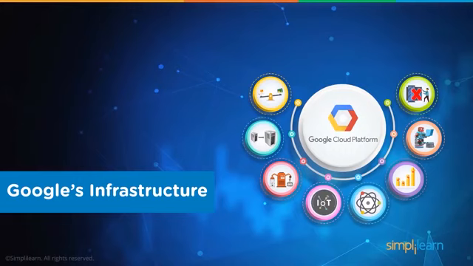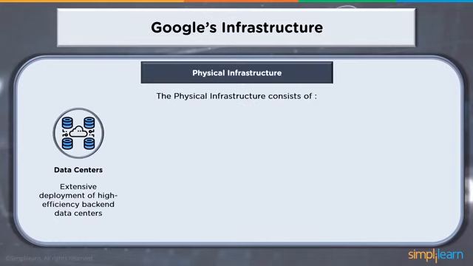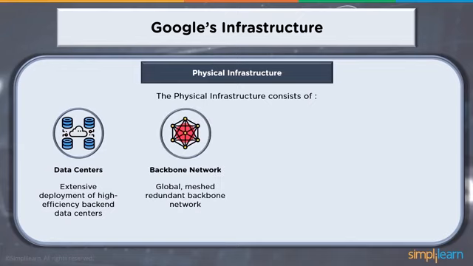When we talk about Google's infrastructure, Google has one of the most powerful infrastructures in the world. The infrastructure is available in two levels, the physical and the abstract layers. Physical infrastructure consists of data centers, an extensive development of high efficiency backend data centers. You have a very strong backbone network which is used by Google itself and also offered as services to customers via GCP platform services. So you have a global meshed redundant backbone network.